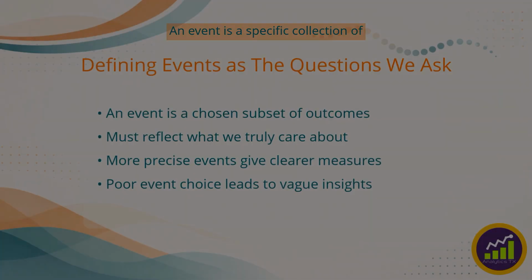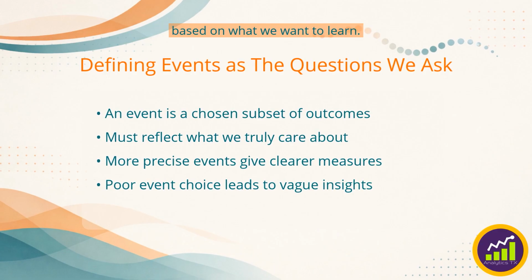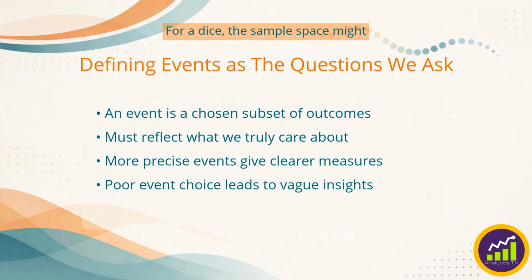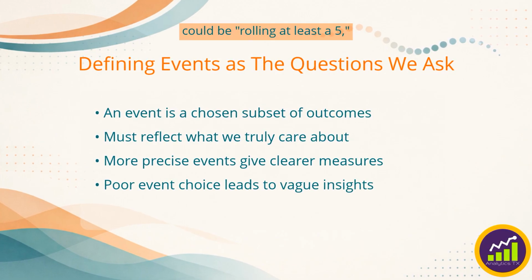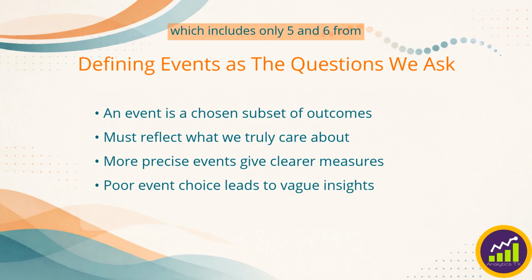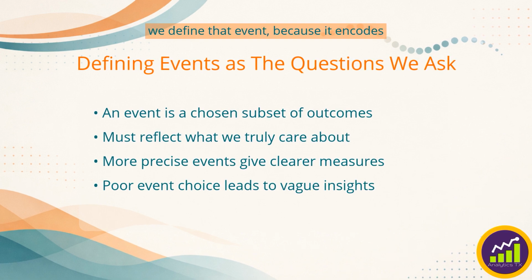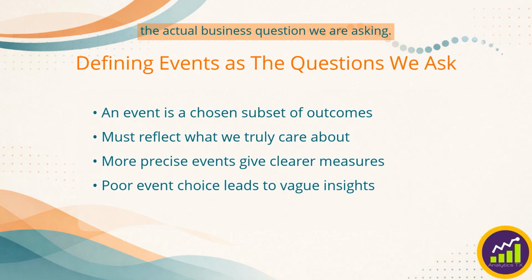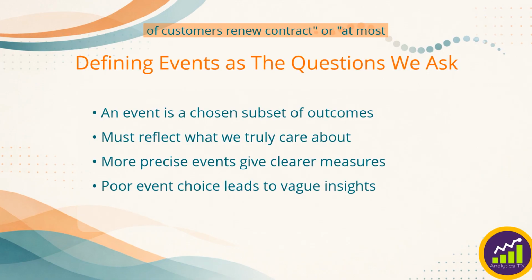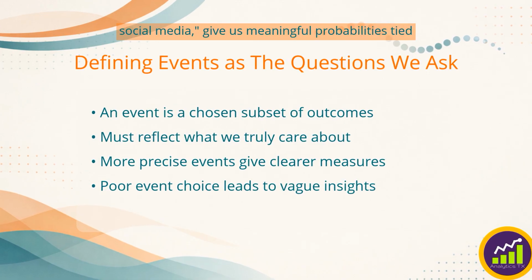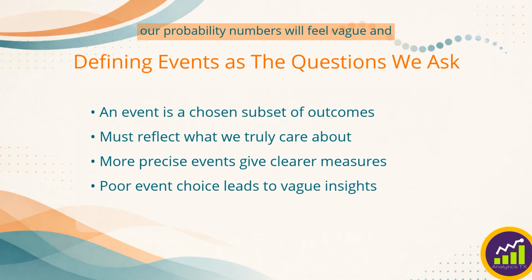time. An event is a specific collection of outcomes that we decide to focus on, based on what we want to learn. For a dice, the sample space might be all 6 faces, but an event could be rolling at least a 5, which includes only 5 and 6 from that space. The power lies in how we define that event, because it encodes the actual business question we are asking. Clear, targeted events, like "at least 75% of customers renew contract" or "at most 50% of marketing budget is used for social media," give us meaningful probabilities tied to decisions. If we define events loosely, our probability numbers will feel vague and be less useful for decision-making.